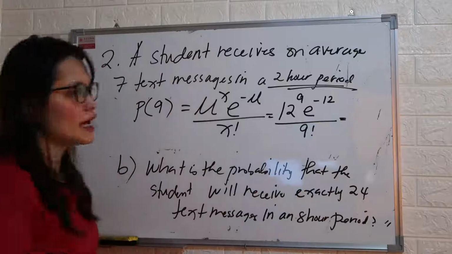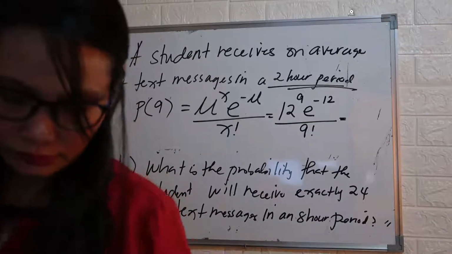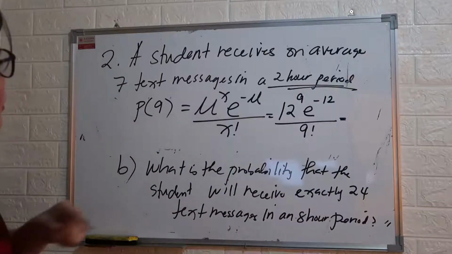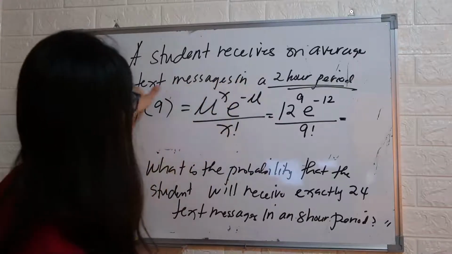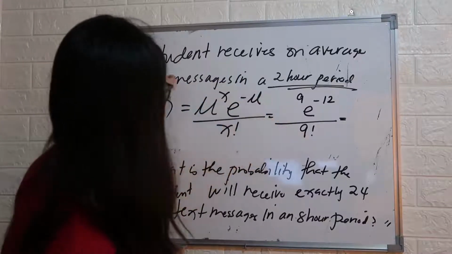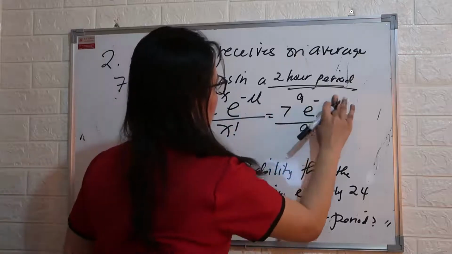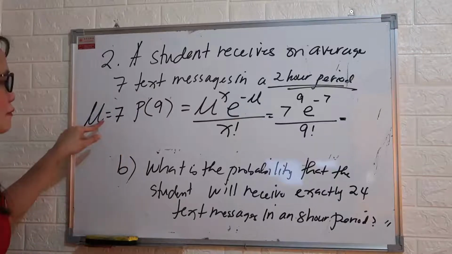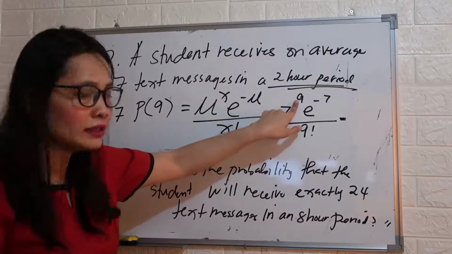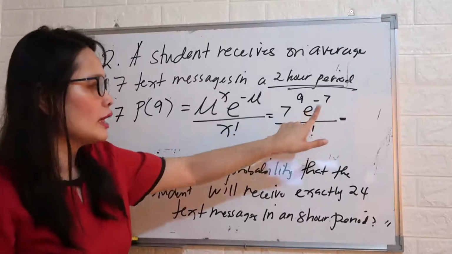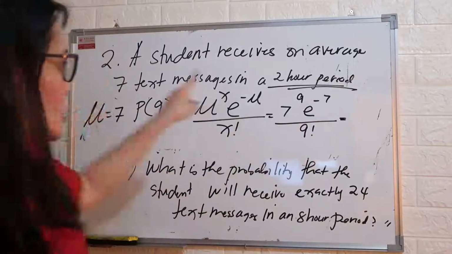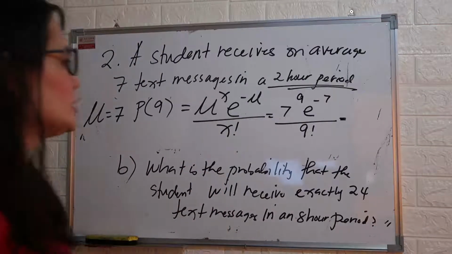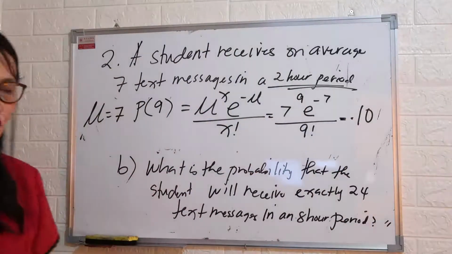So therefore, what will be the answer? Is it 12? Ay, no. The average is 7 only. The mean is 7. So that will be 7 raised to 9, e raised to negative 7, and then 9 factorial. The average is 7. So what will be the answer? 0.10. That's correct. It's very good.